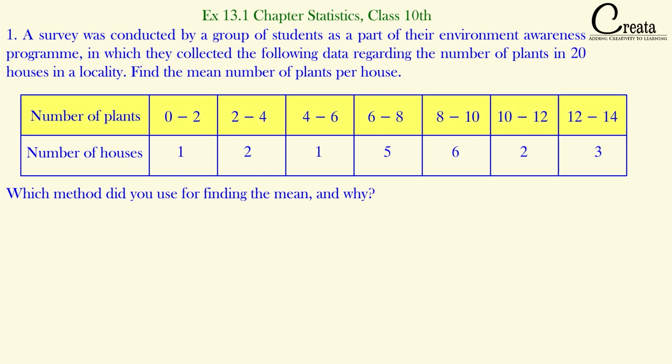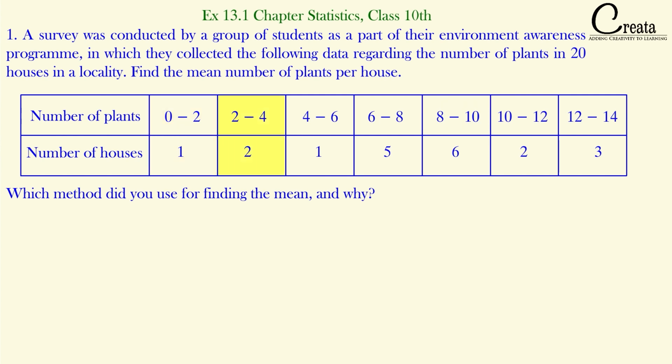If you observe, on the top side it is given number of plants. On the second row, it is given number of houses. Like 0 to 2, 1. It means only one house has a number of plants in the range of 0 to 2. That single house has either no plant, one plant or two plants. We do not know. The range is given from 0 to 2.